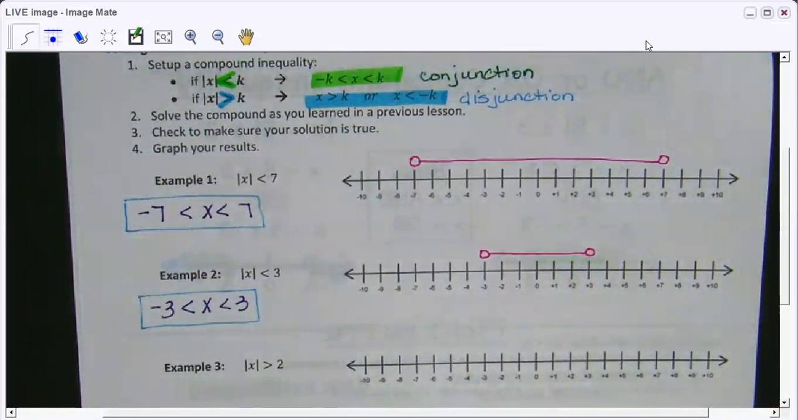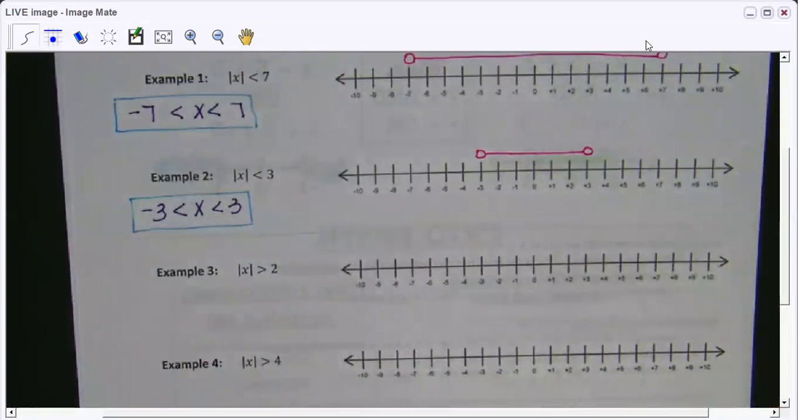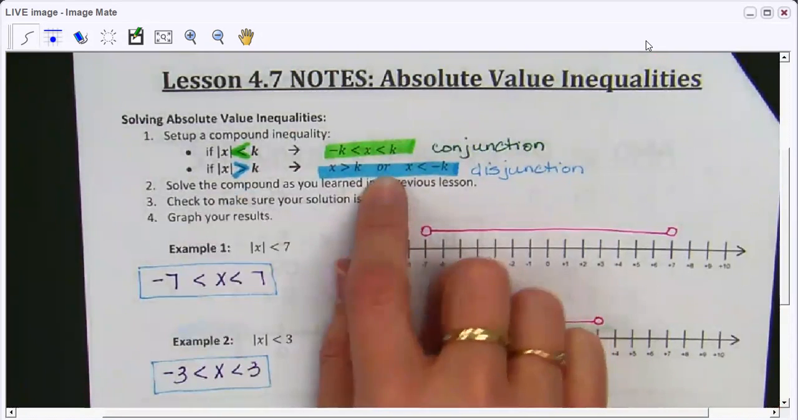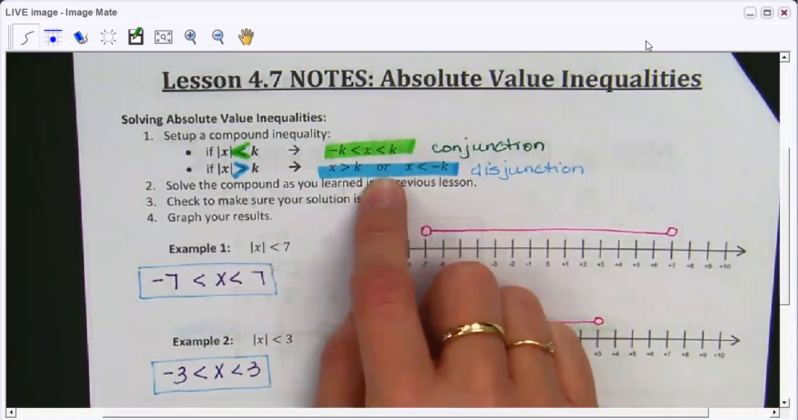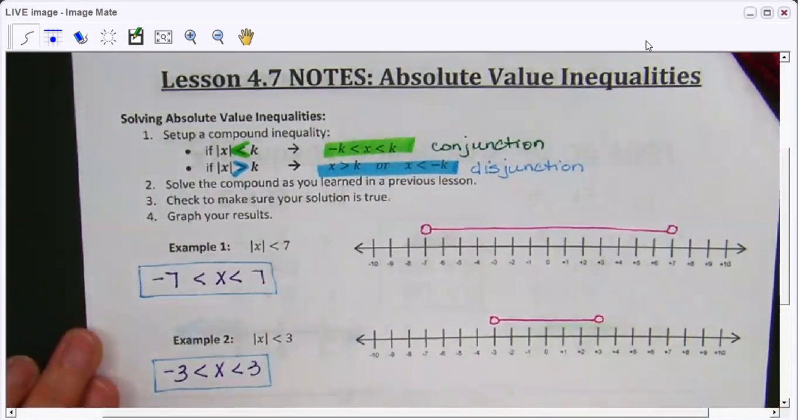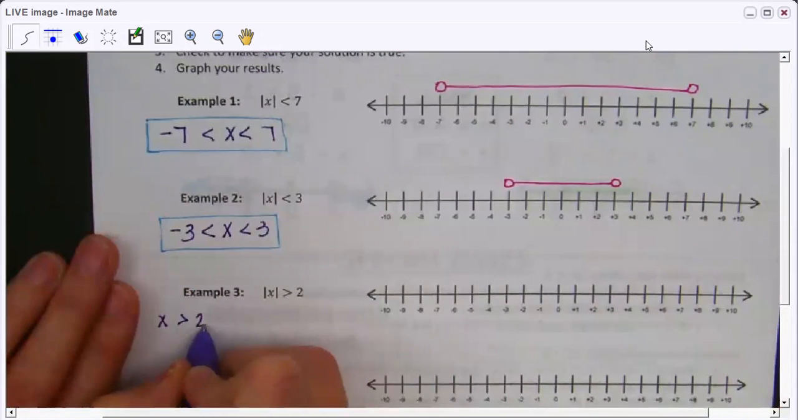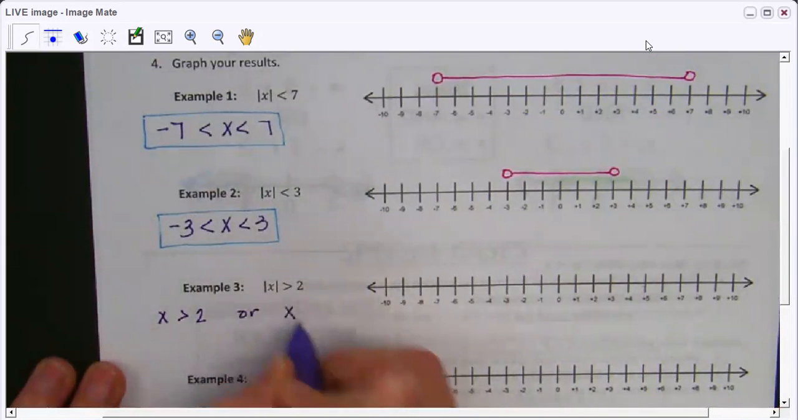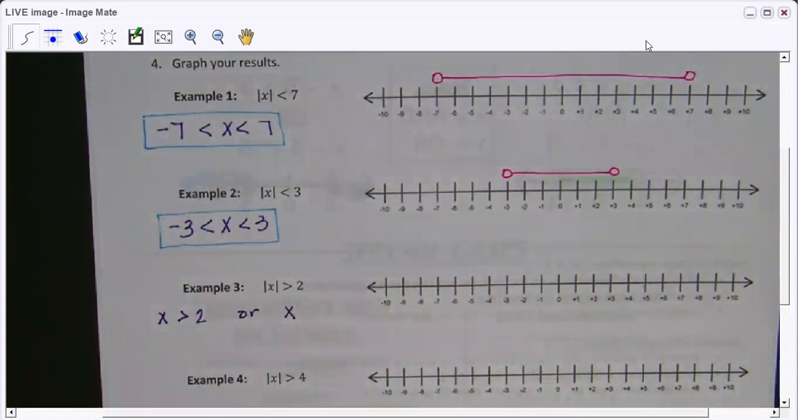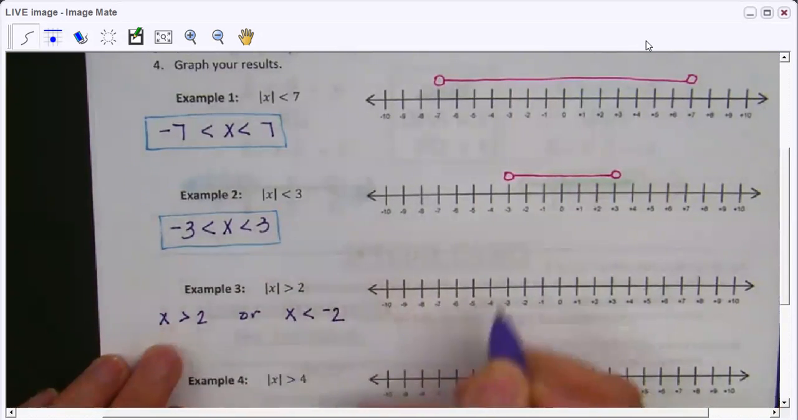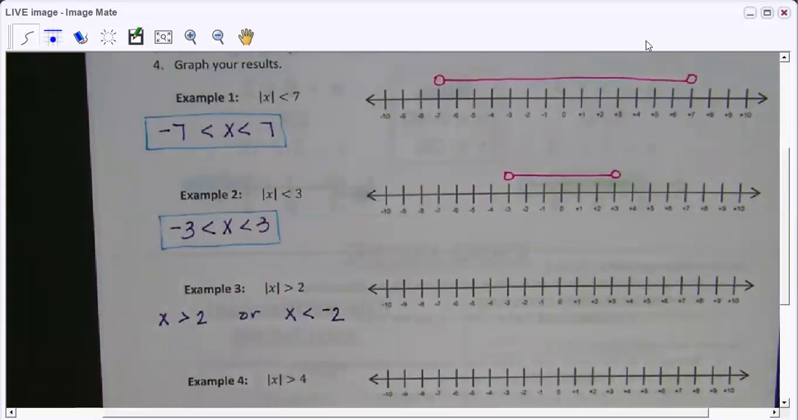Okay, look at example 3. Notice that the absolute value is now not less than, but greater than. Referring up to our notes, if it is greater than, we set up 2 separate inequalities separated by the word or, because this means that it's not going to be in between 2 numbers, but on either side of 2 numbers. So we set it up as X is greater than 2, just like it is in the problem, but without the absolute value symbol. Or X is, now when we do this, we flip our sign and we make the number the opposite. So instead of greater than, it's less than, and then -2. That is our answer written algebraically, and then we graph it.